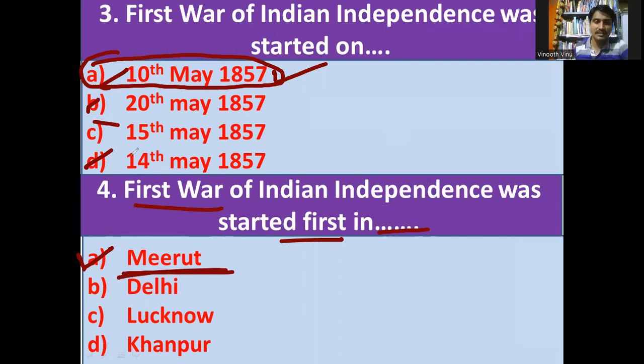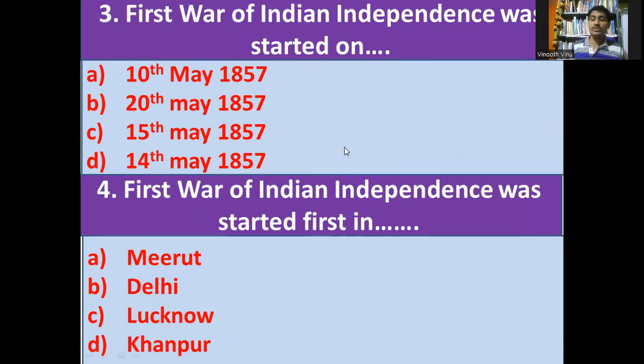Actually, in Meerut on 10th May of 1857, Mangal Pandey shot at a British officer because of their violent, anti-Indian policies. Everything was to fight against the British, for the first time, which was started by Mangal Pandey on 10th May 1857 in Meerut.